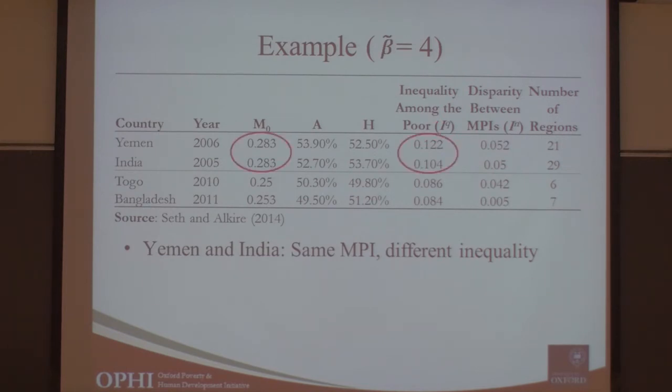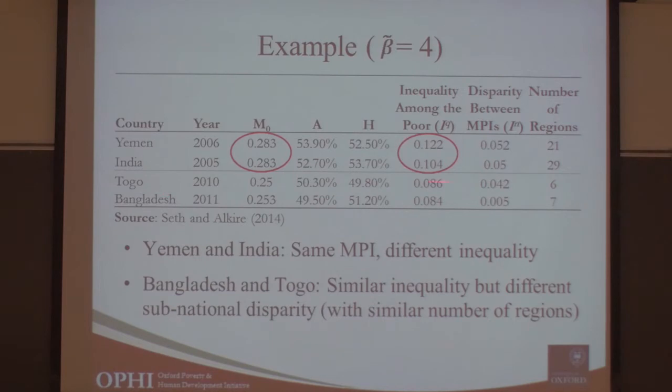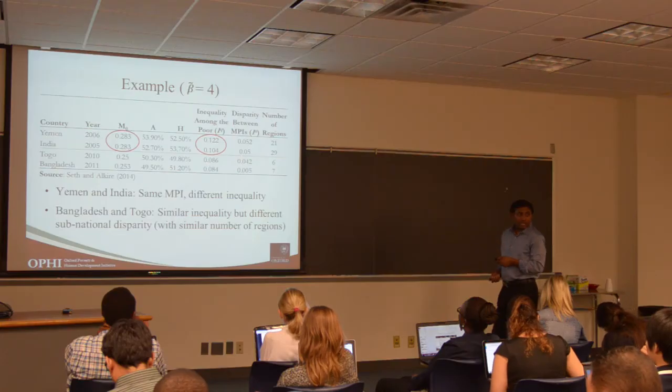Then next is the example of Bangladesh and Togo. Similar number of regions, similar level of MPI, H, A, inequality among the poor even. Subnational disparity: massive.